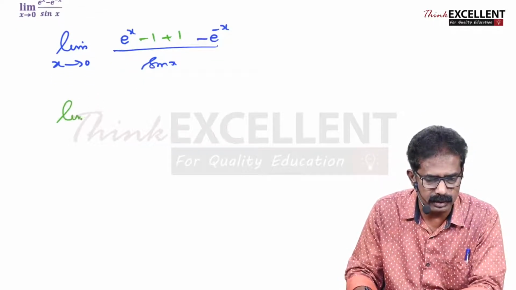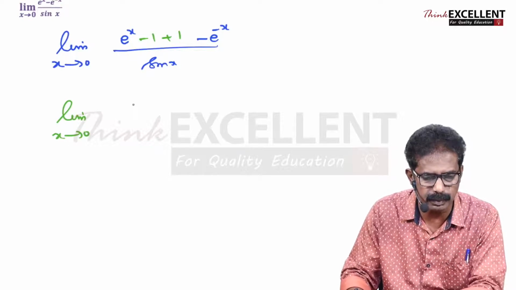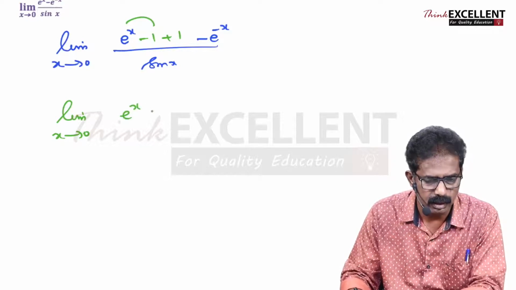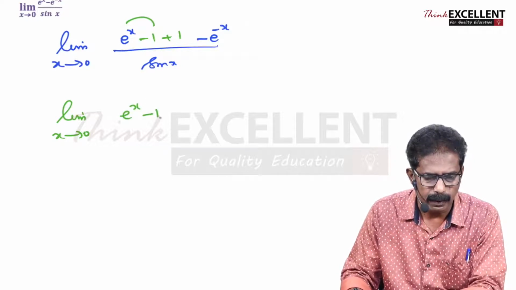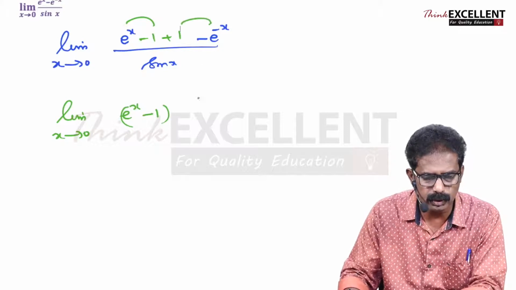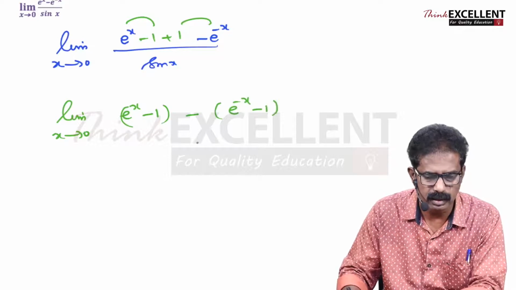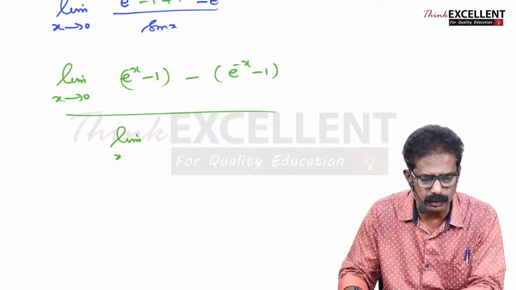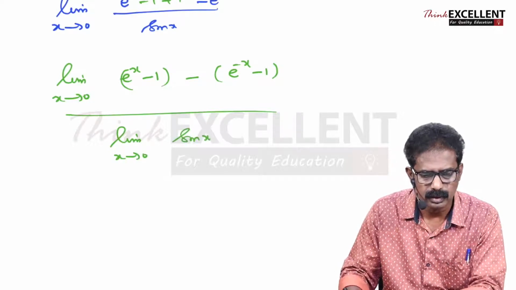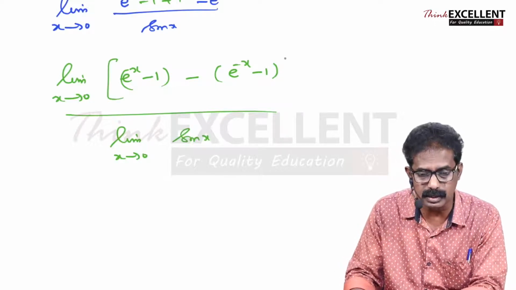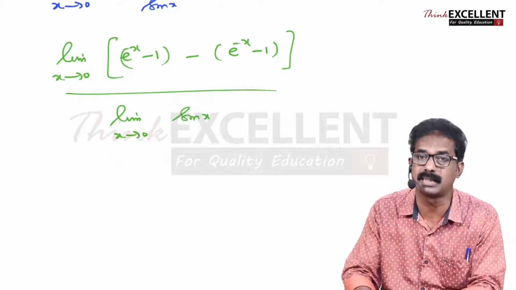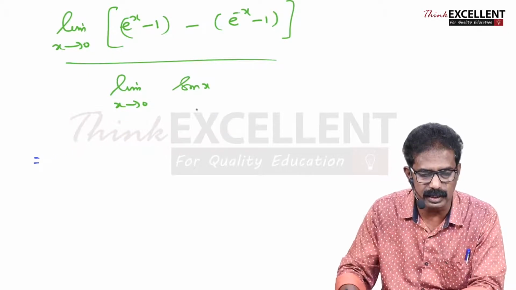So that is limit x tends to 0. For the numerator we give a separate limit. So you group these two together: e raised to x minus 1. Next to that you take a minus outside, so e raised to minus x minus 1, right? Divided by sin x, so you give a separate limit, limit x tends to 0, sin x. So the numerator also you split into two limits, okay? Split into two limits, and every term you divide by x.